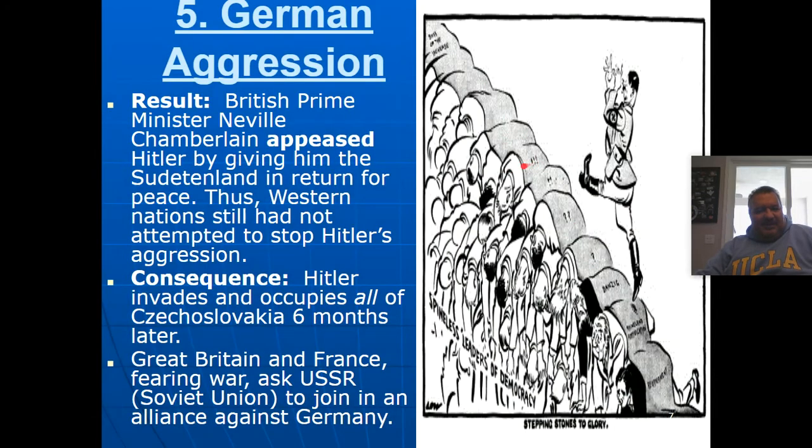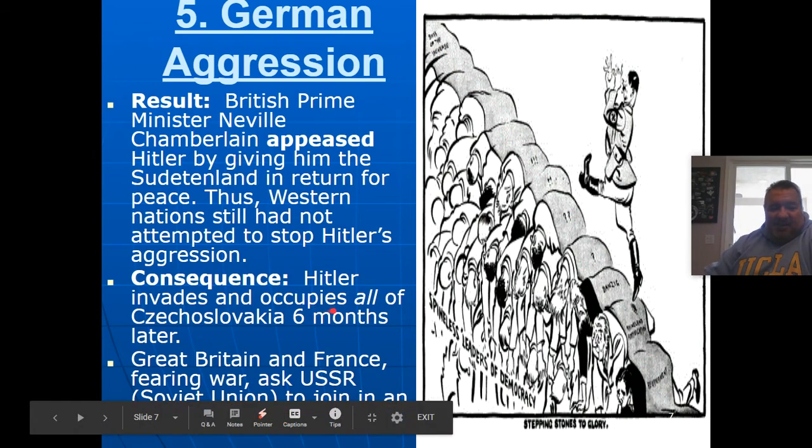Well, as you might have guessed, the West gives in to Hitler. British Prime Minister Neville Chamberlain infamously appeases Hitler by giving him the Sudetenland in return for peace. So the Western nations still had not attempted to stop Hitler's aggression. Six months later, no surprise, you don't stand up to a bully, the bully keeps coming. Hitler invades and occupies all of Czechoslovakia.